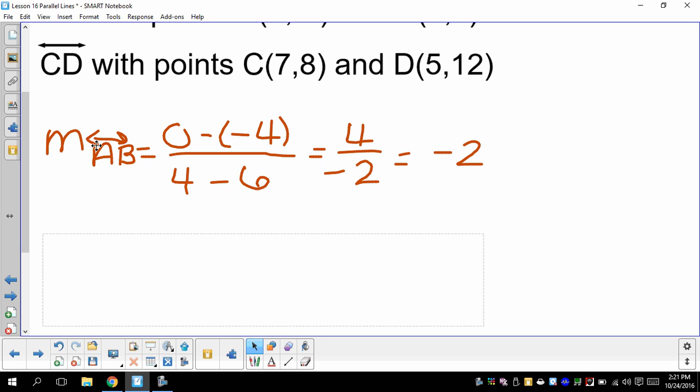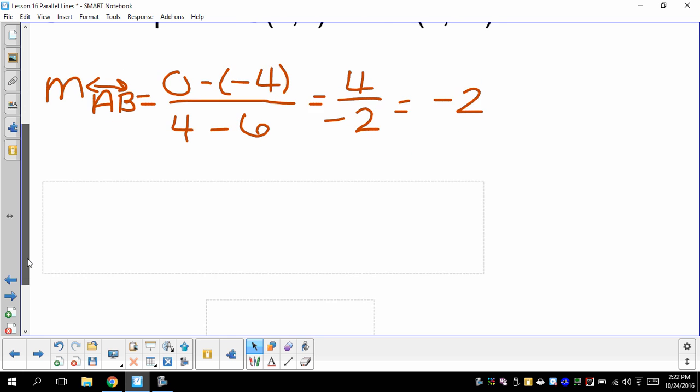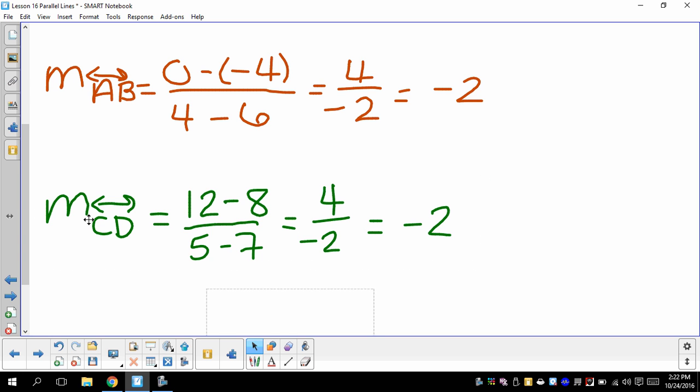and I'll find the slope of line AB. That's what I'm representing here. M is the slope of line AB, and I'll get that line AB has a slope of -2. You might get -2/1. We can write it that way, or we can write it as -2. Find the slope of line CD. We find that line CD also has a slope of -2.